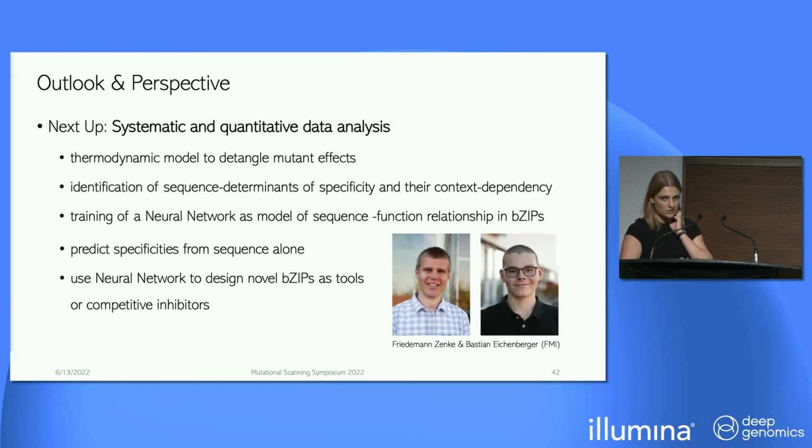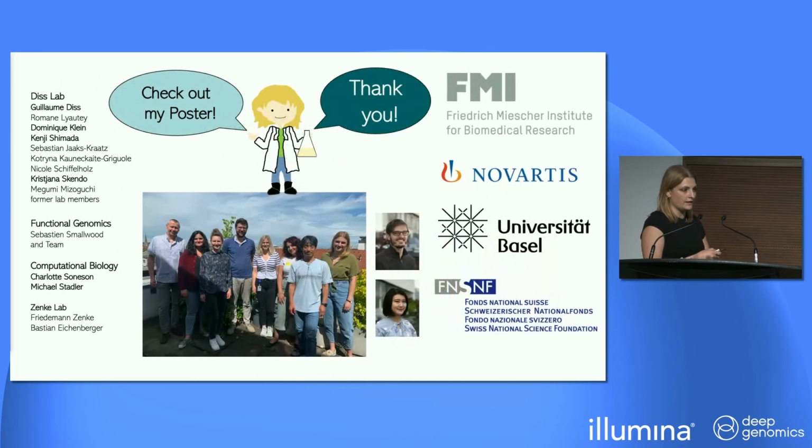And they're using a transformer model, which should be very well suited to learn these context dependencies, because they're also used for natural language processing where they do that. And we then want to really predict these specificities from sequence alone, and also use this neural network to predict novel BZIPs as potential tools for synthetic biology approaches, or also competitive inhibitors with a pharmacological aspect, which would be really interesting. And with that, I reach the end.